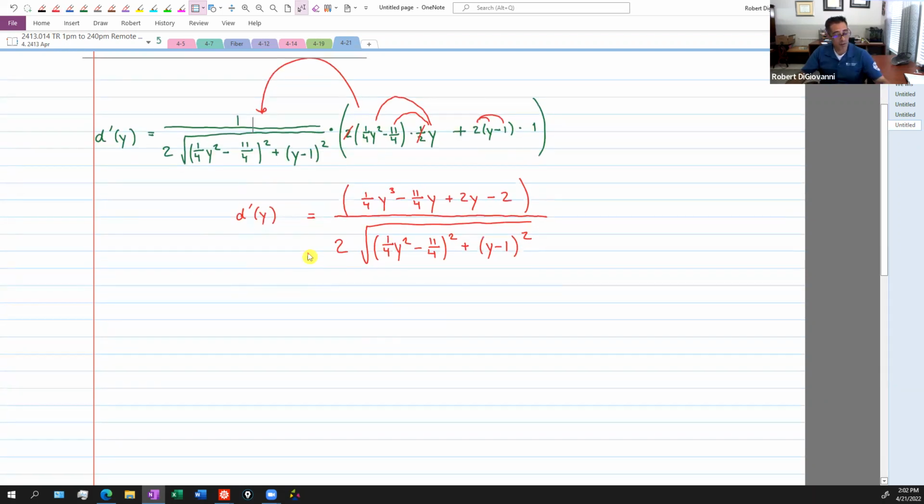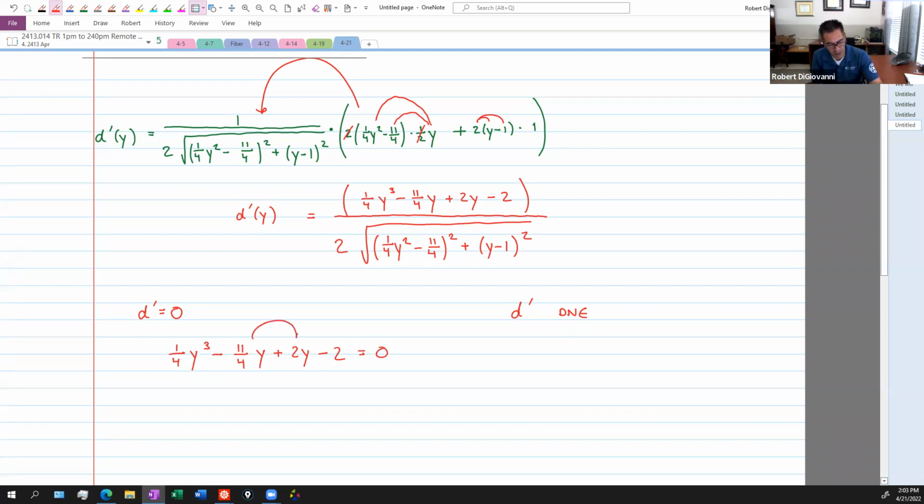We need to figure out where it's 0, and we need to figure out where it doesn't exist. Well, it's already a fraction, right? So all I have to do to figure out when the fraction is 0 is just set the top to 0. We'll get to the doesn't exist in a minute.